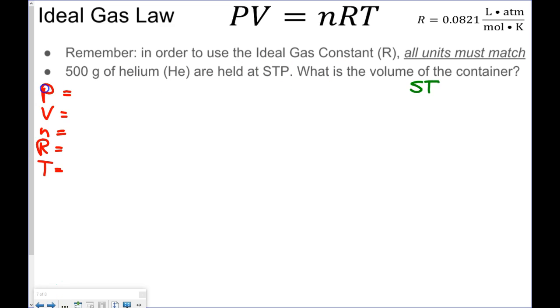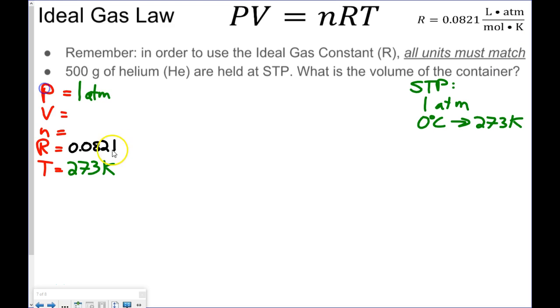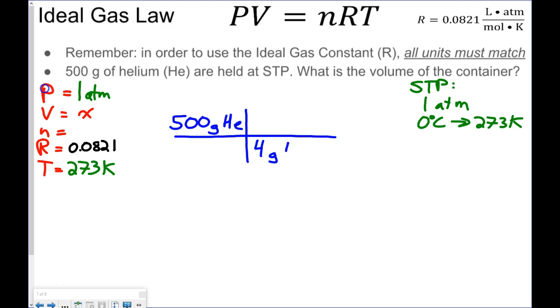So PV equals nRT, standard temperature and pressure, 1 atmosphere, 0 degrees Celsius, but it has to be in Kelvin, 273 Kelvin, so I can put those in there: 1 atmosphere, 273 Kelvin, 0.0821. I'll use this stuff here. What I'm going to be looking for is volume. So my volume is going to be the unknown, and I need to convert 500 grams of helium into moles. I know that 4 grams of helium is 1 mole. Canceling that out is going to give me 125 moles of helium.